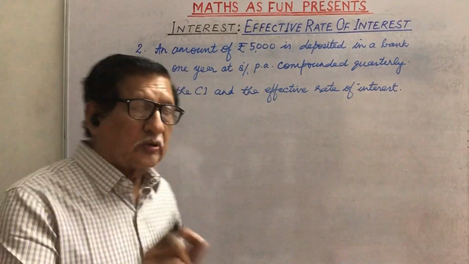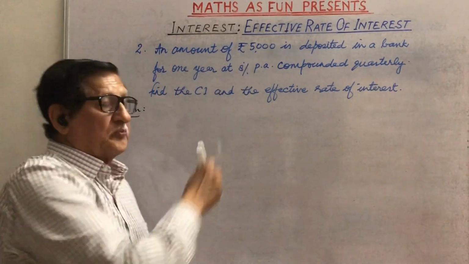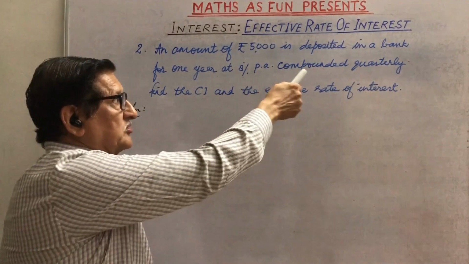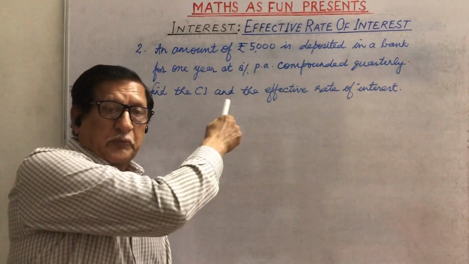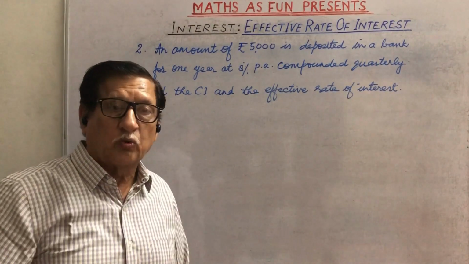The next problem we are going to discuss is: an amount of rupees 5,000 is deposited in a bank for a year at 8% per annum compounded quarterly.